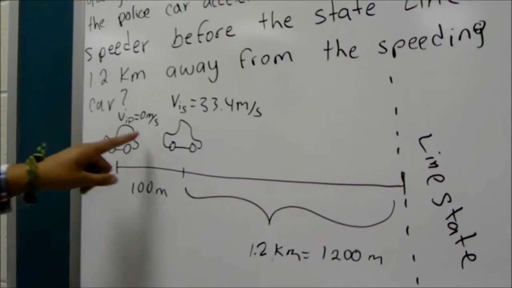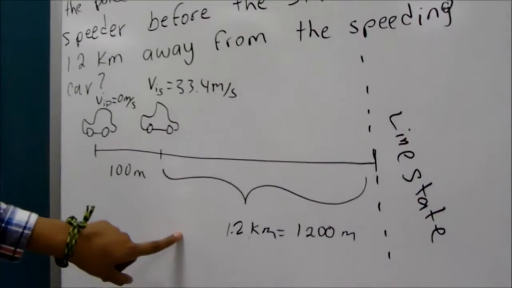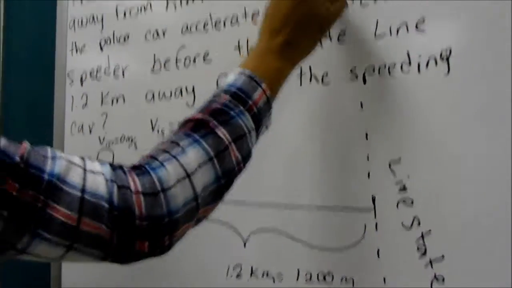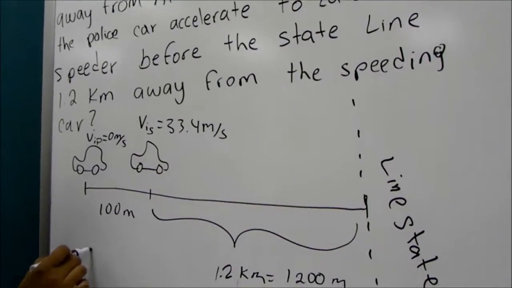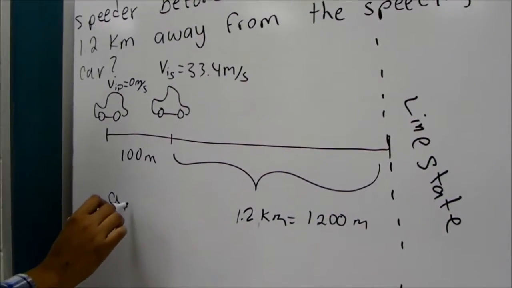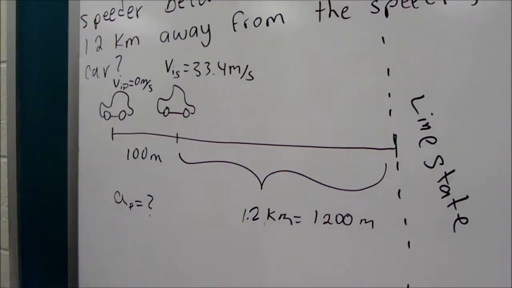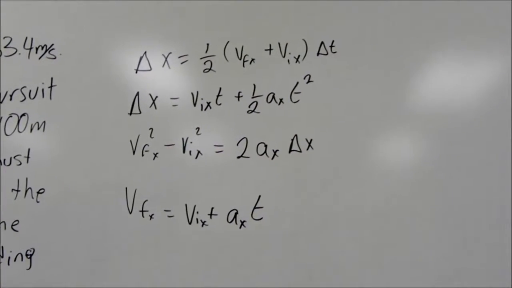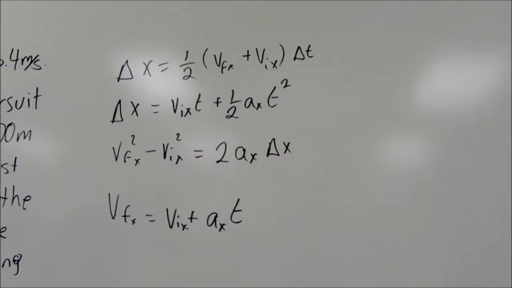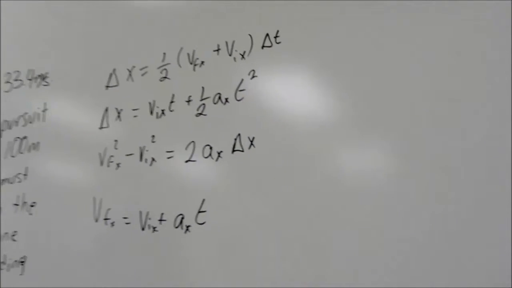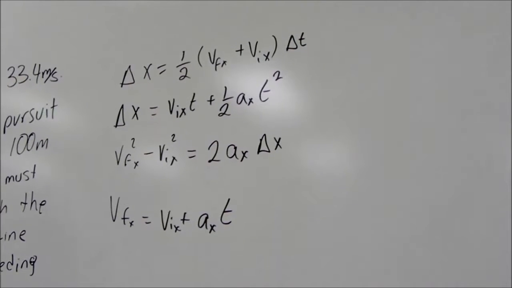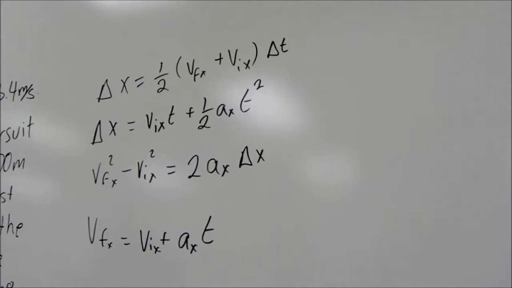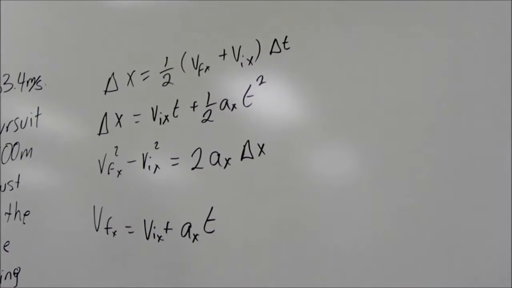Okay, after we make our drawing, we identify our variables that are given. We need to identify what we want. So we need the rate at which the police car must accelerate. So we are looking for the acceleration of the police car. Okay, and then right here we have the formulas for one dimension with a constant acceleration. So right here we are assuming that the car keeps its acceleration, which is 0 since it's not speeding up, and we want to find the acceleration of the police car that we don't know. That's what we're looking for.